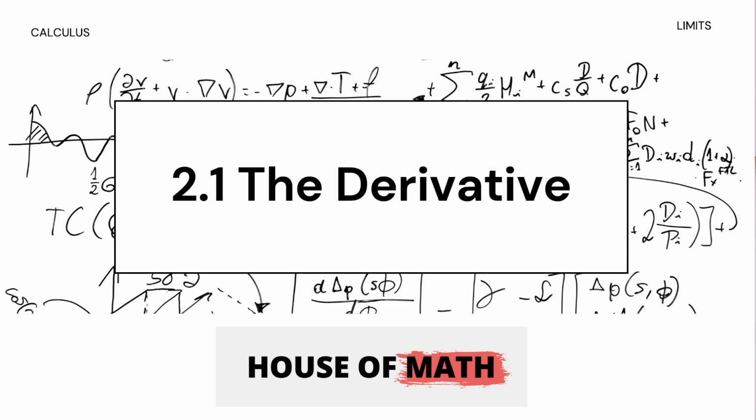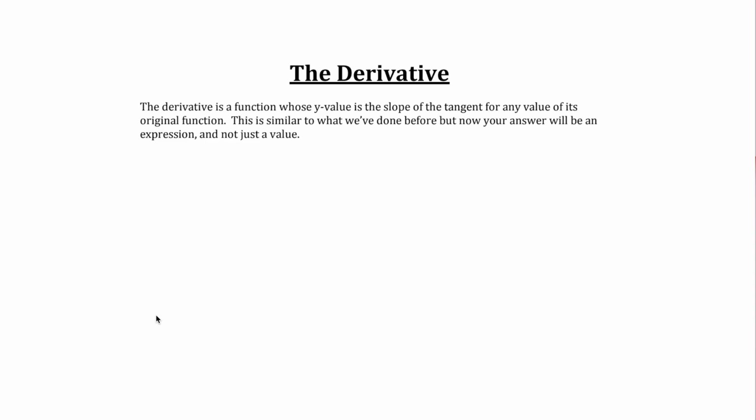So what is the derivative? The derivative is a function, okay? It is a function whose y value is the slope of the tangent for any value of its original function. So really the key here is that the derivative is in itself a function. And the y value is going to be the slope of the tangent at the given x value, okay?